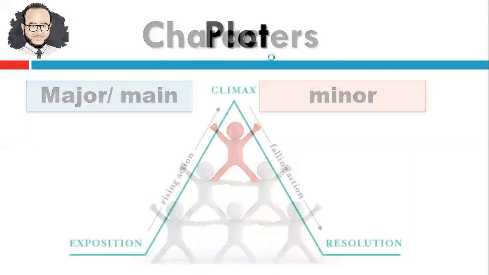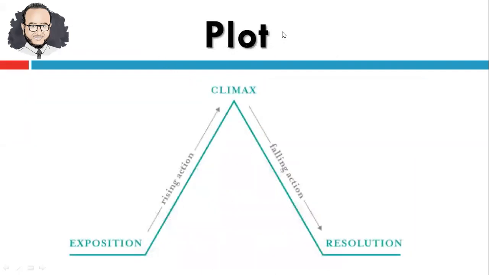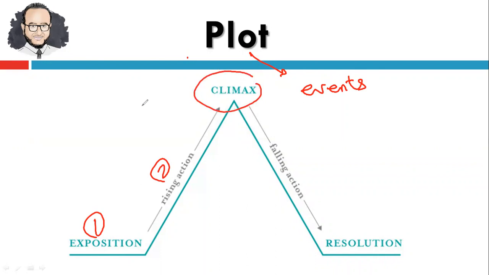The next part here is about the plot. The plot is the events of the novel and the sequence of these events. You have some kind of arrangement for this. For example, number one, you start with the exposition, when you know more about the setting, the characters, and so on. And then you have the rising action. You begin to have the events of the novel moving in a nice way or in a complicated way till you reach the climax, the top event.